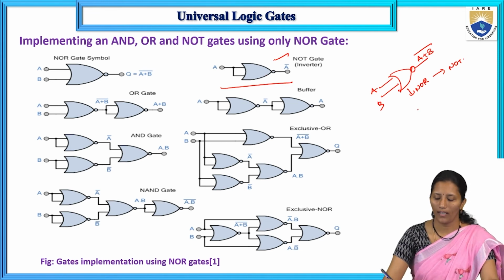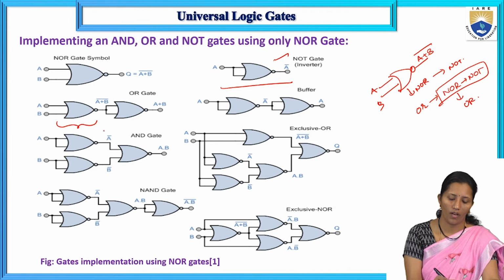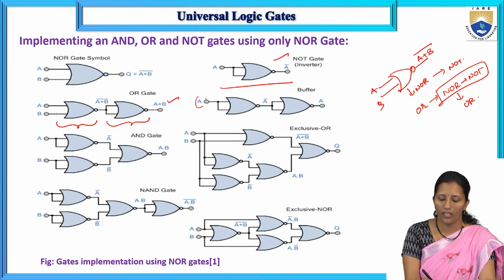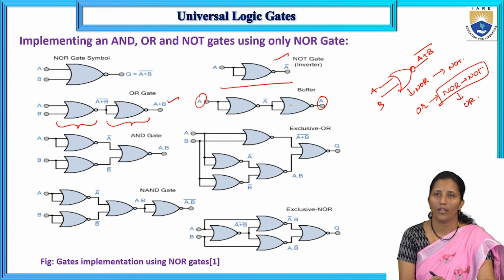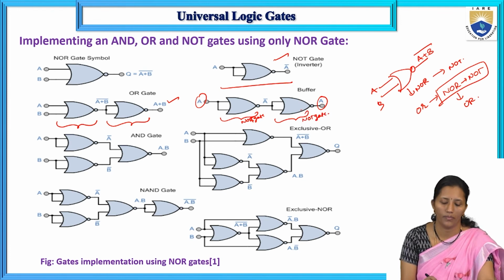OR gate means NOR gate output is given followed by NOT gate, then automatically we will get the OR gate output. So OR gate is NOR followed by NOT gate using NOR. We are going to get OR function. Buffer means whatever the input we are giving, same output we have to get. So here NOT gate using NOR is followed by another NOT gate. Then we will get the output.